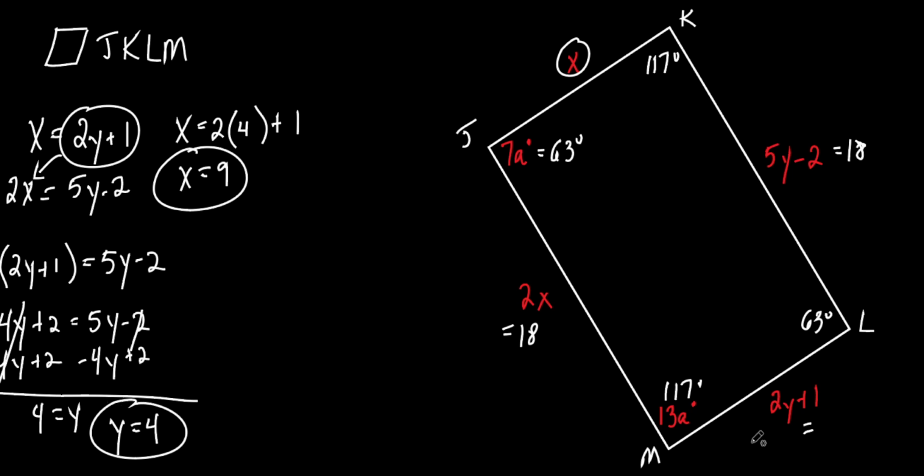2 times y, 2 times 4, which is 8, plus 1 is 9. All right, so this side right here is 9. And is x equal to 9? Yes, it is. Everything works out nice and perfect, beautiful. And there you go. You found all the missing sides and missing angles.